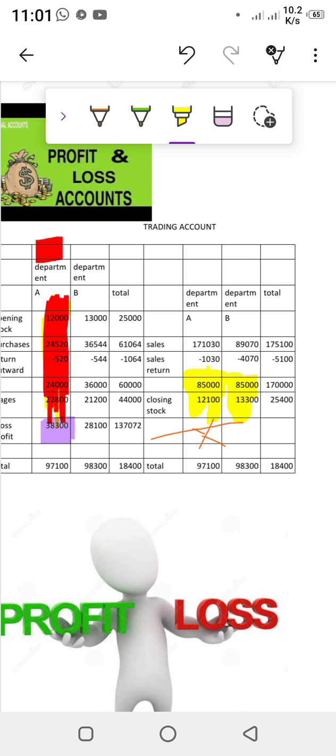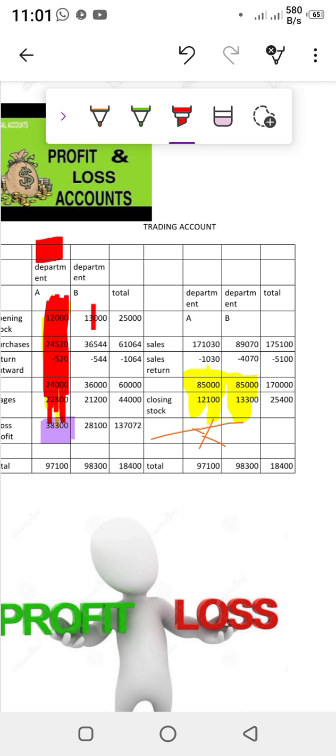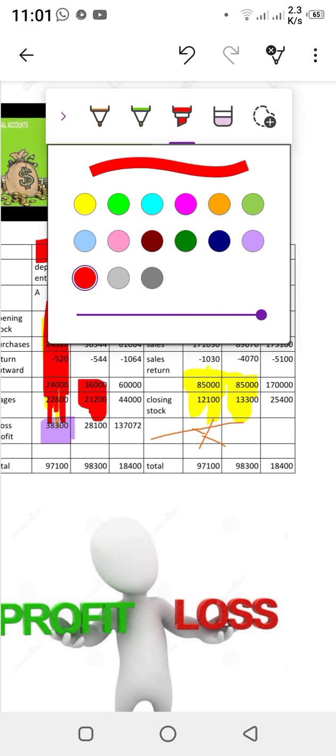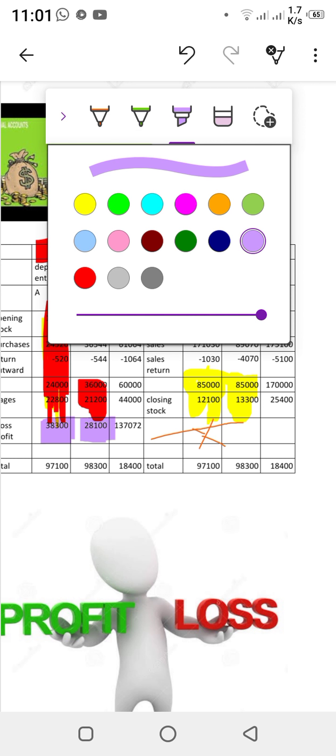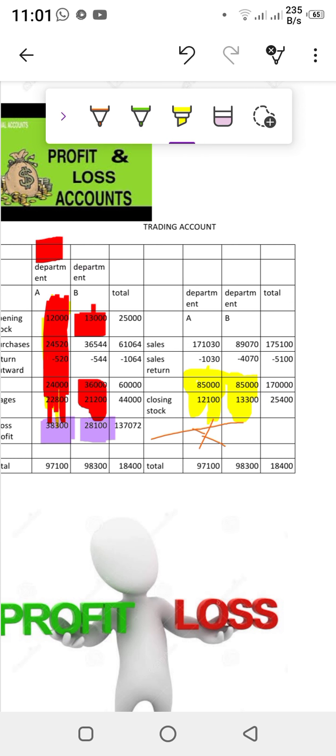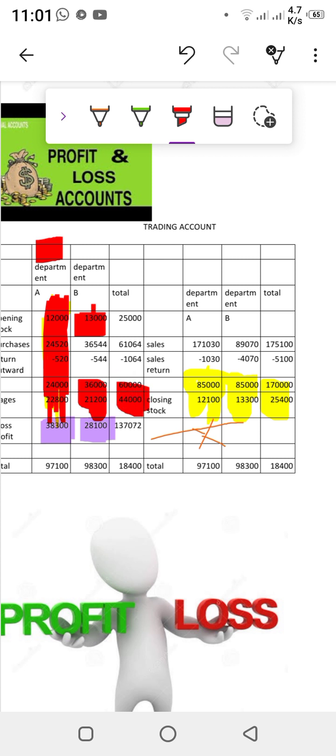Now add these two amounts and deduct these amounts, and you will get gross profit. The same will be applied to the total. You have to add these two amounts, then deduct these two and single amount from this total, then you will be able to know about the gross profit. So this is the whole situation.